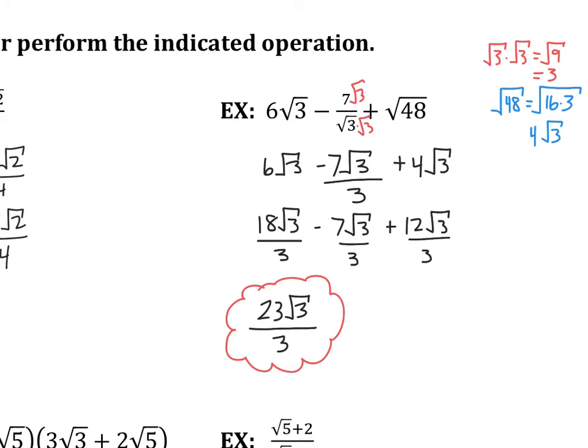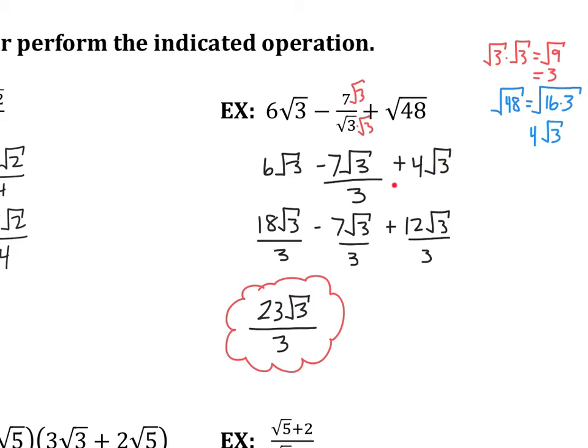Okay, did you get 23 root 3 over 3? Let's just go through the process really quickly. This middle term here, I needed to multiply by root 3 over root 3 to get rid of this radical in the denominator. So you can see that note, and we get our denominator to be 3. So this term goes to 7 root 3 over 3, and we're subtracting it. Square root of 48 simplifies, you can see the note over here, as 4 root 3. Now, they all have radical 3, same index, so we're good to go.